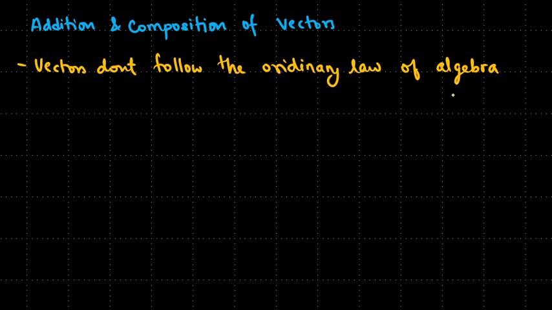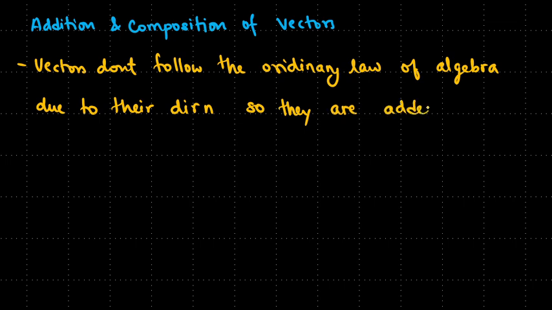And why does it not follow the law of algebra? Due to their direction. So it's due to their direction that causes the trouble. So they are added geometrically or vectorially. So in order to do addition, subtraction, or any operation in vectors, you must use vector algebra.